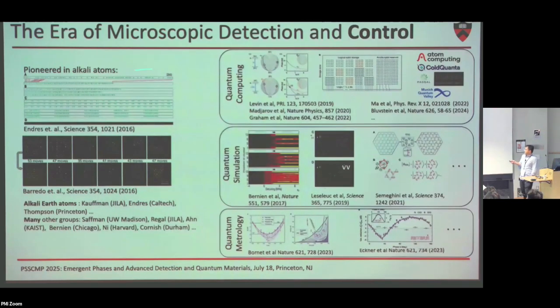Now, this approach of highly excited Rydberg atoms inside these programmable optical tweezers have really exploded this field. And there have been lots of work in the area of quantum computing using this programmability and control. Also in quantum metrology, and also some work on quantum simulation of various types of models.